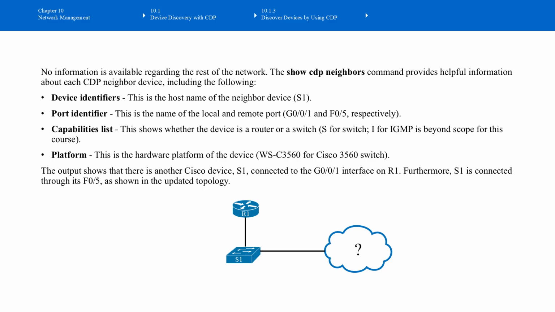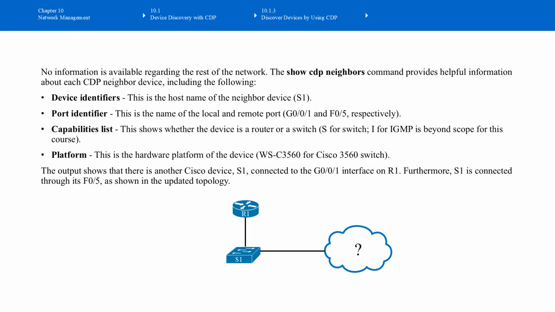Based on the example we just had, we can see there is some information listed after entering the command. This information can be the device identifier, also the device ID. So the device ID identifies the neighboring device. Usually this is the host name of that neighbor. And then we can have the port ID or the port identifier. So the port ID is the interface on the neighboring device.